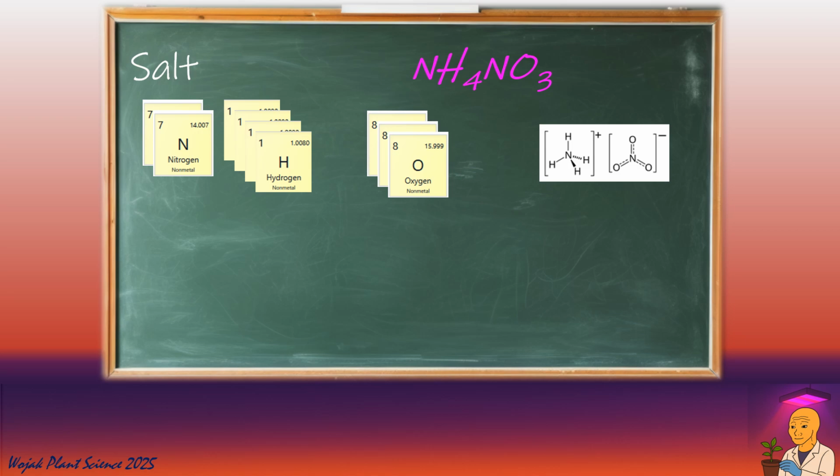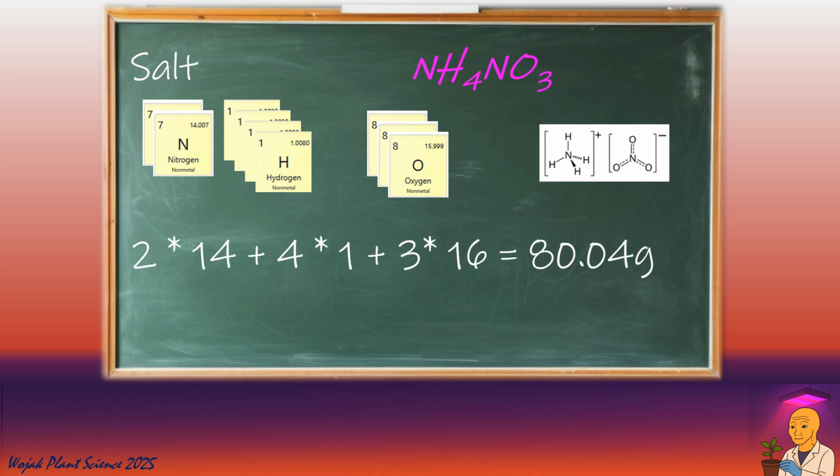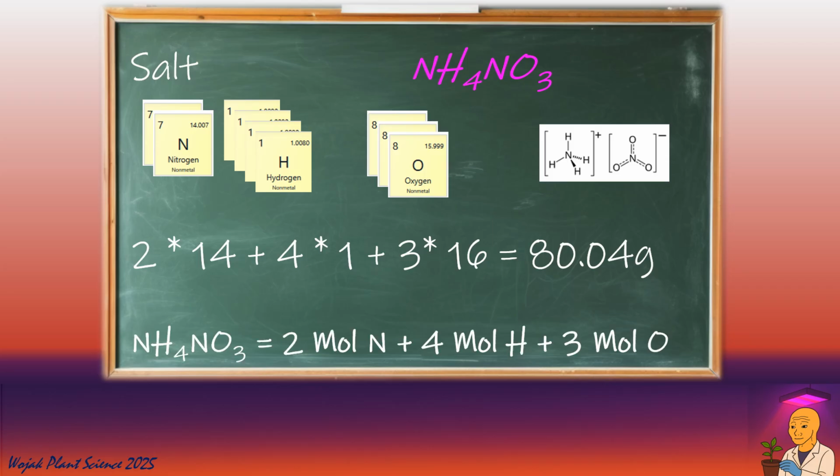So let's talk about the molar weight. We have 2 times 14, 4 times 1, 3 times 16, which makes 80.04 gram. So 1 mole of ammonium nitrate has 2 mole of nitrogen plus 4 mole of hydrogen plus 3 mole of oxygen. The same as the example before.